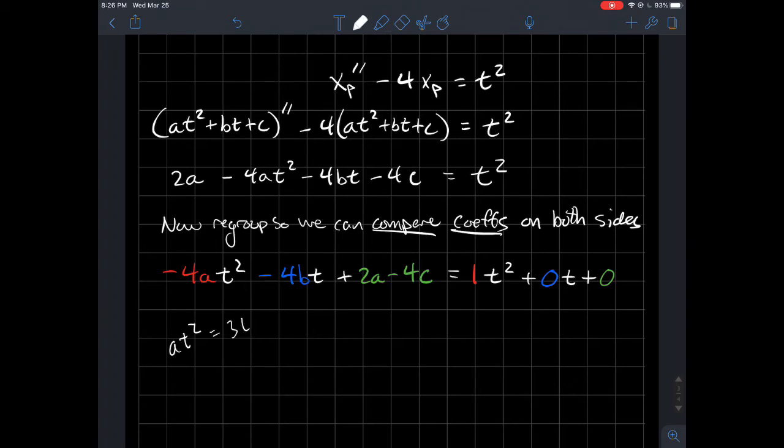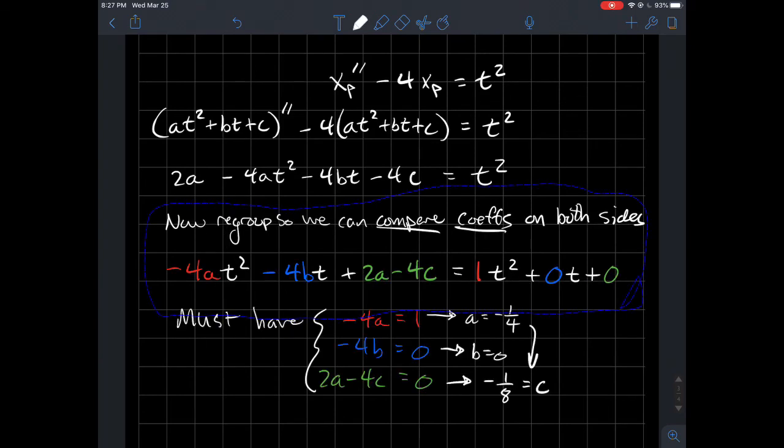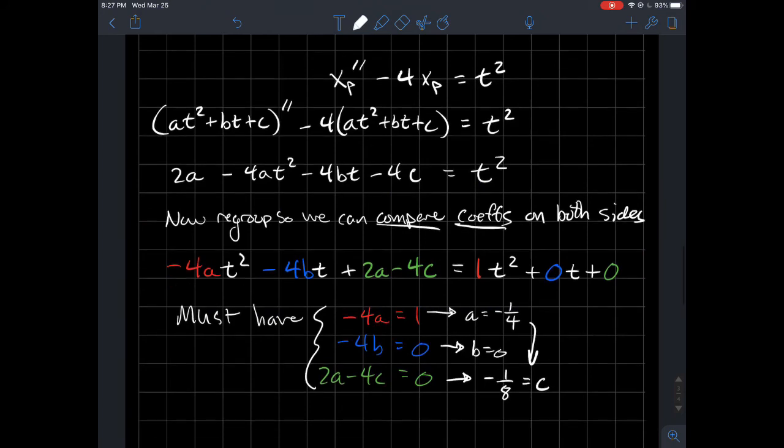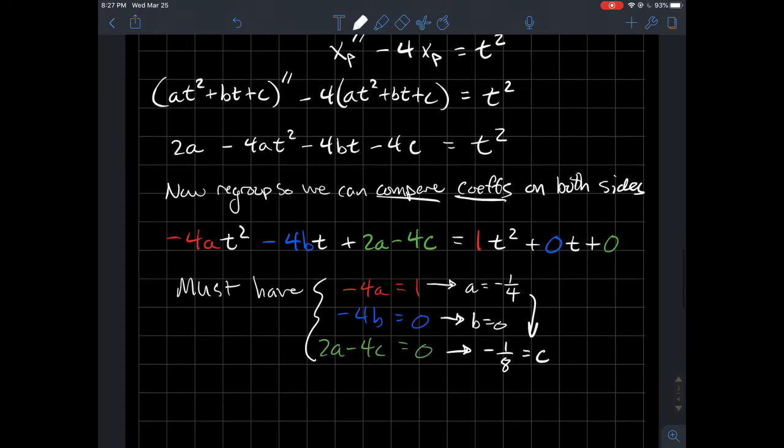So we're about to do that exact same kind of logic here, where the red numbers better be the same if they're both the coefficient on t squared. The blue numbers better be the same if those are the coefficients on t. And 2a minus 4c better be the same as 0 if those are both the constants. And there's some linear algebra in there too. Anyway, I've got a system of equations now where the red equation tells me that a should be negative a fourth.